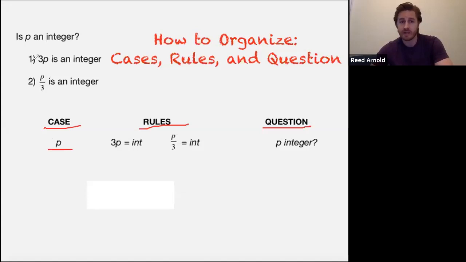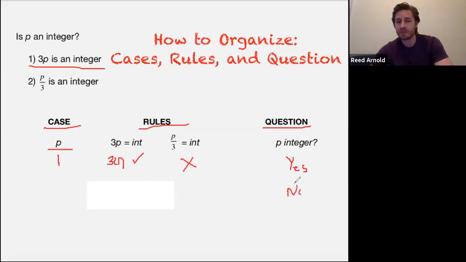So for instance, right now, when I'm told 3p is an integer, okay, let's say p is 1. Does that follow the rule? 3 times 1, is that an integer? It sure is. I don't worry about this one right now because I'm only thinking about statement 1. Is p an integer? It sure is.